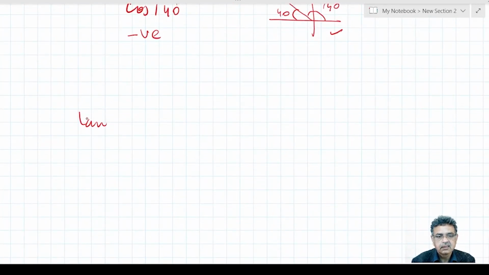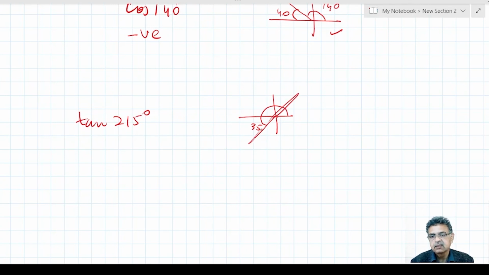Now the next, tangent 215 degrees. In which quadrant is it? This is more than 180. It is somewhere over here, 35 degrees. In the third quadrant, you can see that the gradient is positive. Therefore, tangent 215 degrees will be positive. So this is the way you can decide.